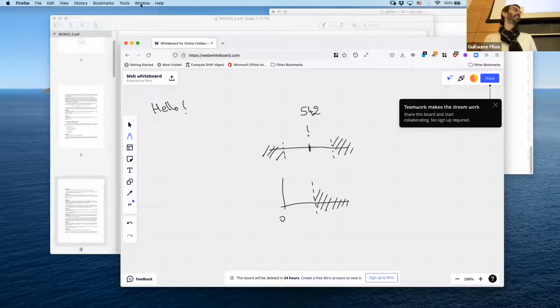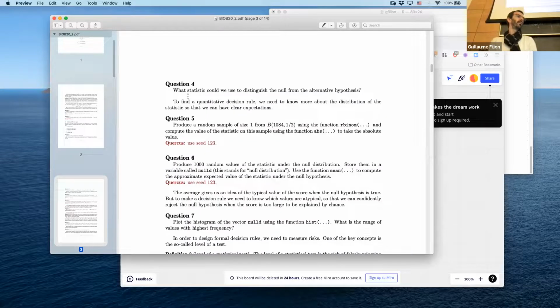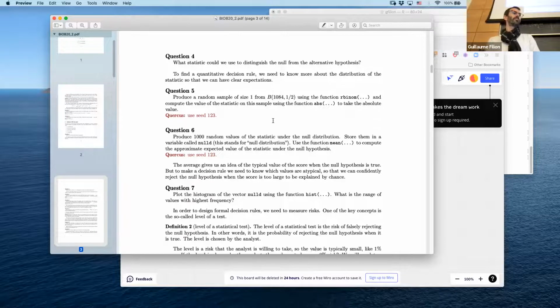Okay, so the statistic is going to be the absolute value of the difference with 542, which is the expected value. To find a quantitative decision rule, we need to know more about the distribution of the statistic so that we can have clear expectations.